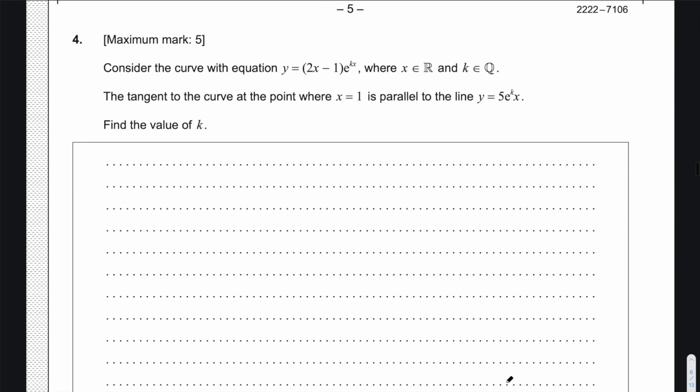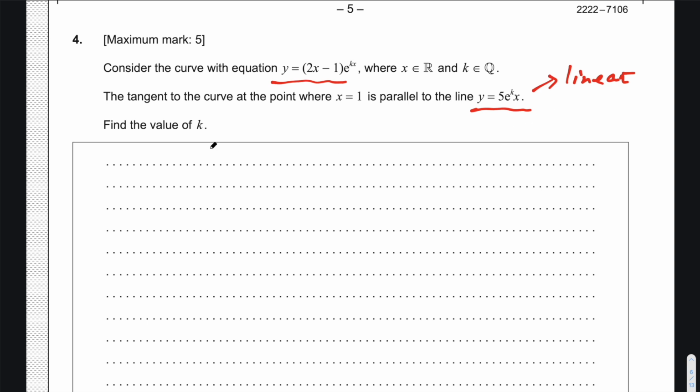Let's move on to question 4. Consider the curve with equation this, where x is any real number, and k is an integer. The tangent to the curve at the point where x equals 1 is parallel to the line y equals this. Okay, remember, notice that this is actually linear, like y equals mx plus b.